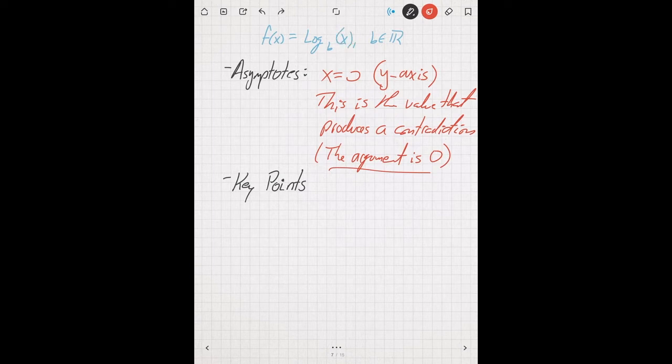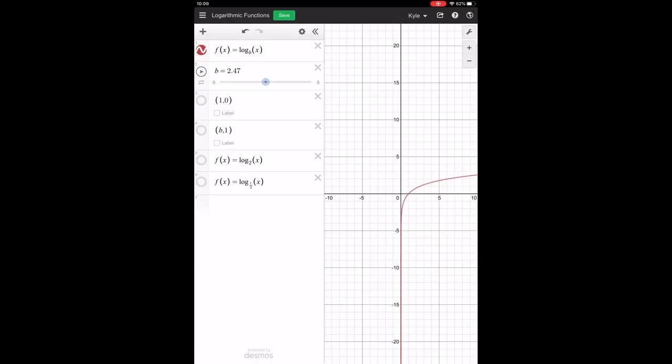Now, let's talk about some key points. I want to go back to the graph with the slider, and I want us to see, are there any points in particular that you notice continuously occurring on the graphs? Now back here in Desmos, as we keep changing this graph, do you see any point that stays solid, that really all of these graphs share? Take a minute, take a look here.